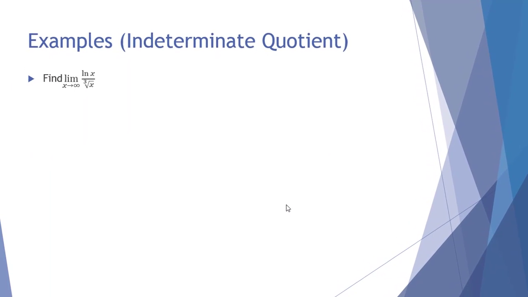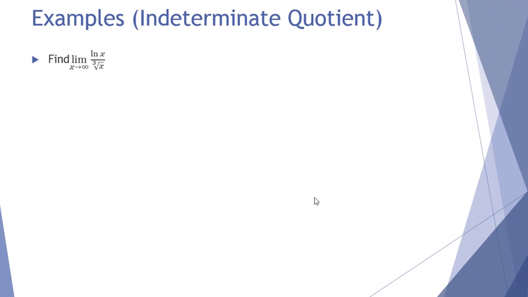Let's find the limit as x approaches infinity of the natural log of x divided by the cube root of x. So again, we're just going to make sure we can actually use L'Hopital. As x approaches infinity, the natural log of x approaches infinity. And as x approaches infinity, the cube root of x also approaches infinity. These are both very slow growing functions, but they do grow to infinity.